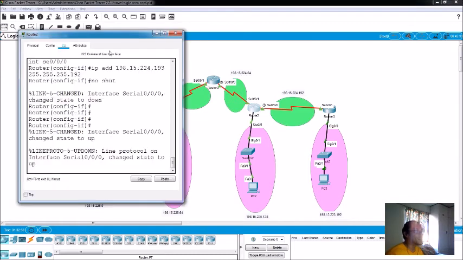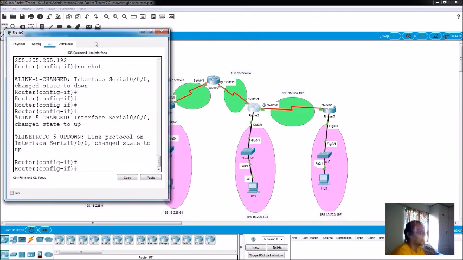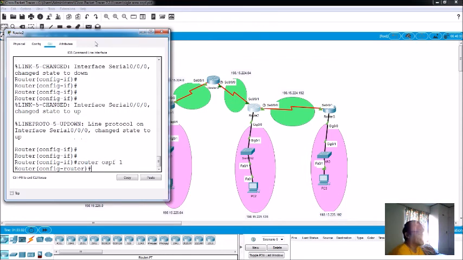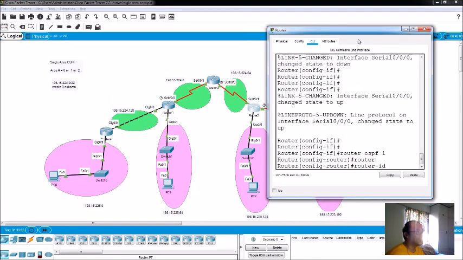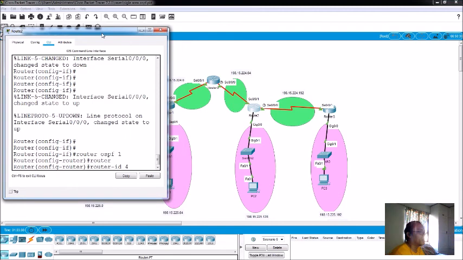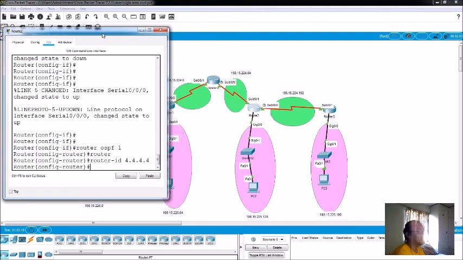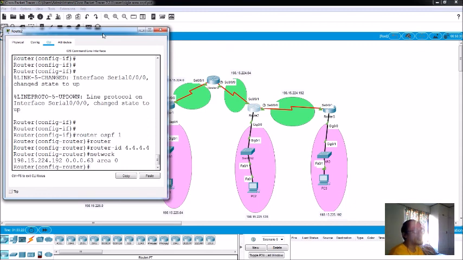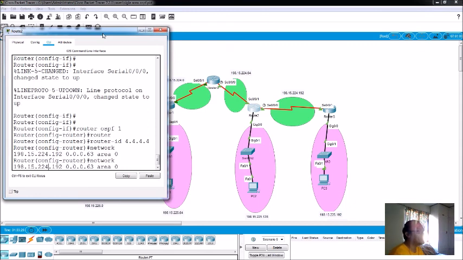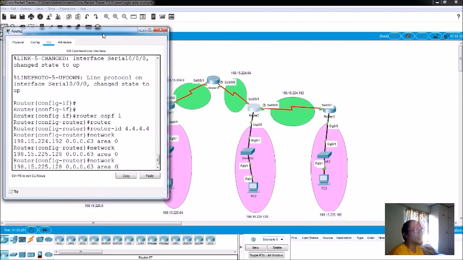Okay, so let's try to configure this one also here. Router OSPF 1, router ID, what router ID is this? This is 1, 2, 3, so meaning 4.4.4.4. So 4.4.4.4. Okay, and network, so I'll be using 3 networks also, 198.15.224.224 0.0.0.63 area 0, then the 225.128 128, and the last is the 224.64.